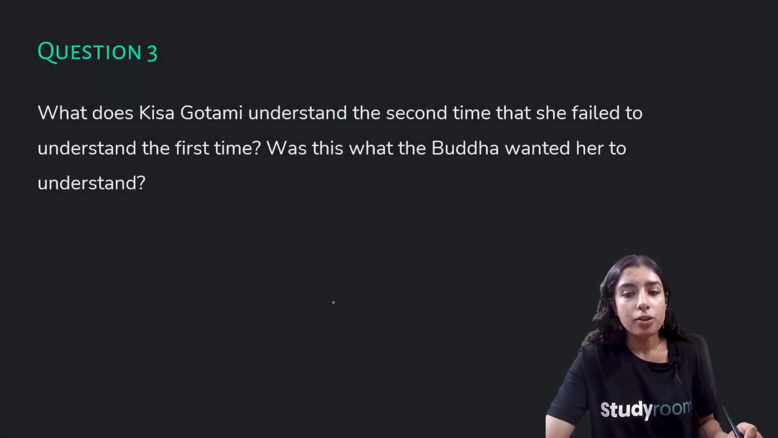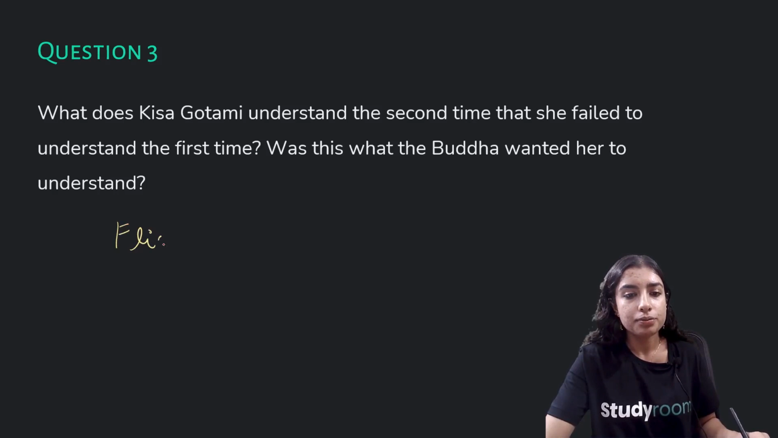Why does Kisa Gautami understand the second time what she failed to understand the first time? Was this what the Buddha wanted her to understand? So, after failing to procure a handful of mustard seeds from a house where death had never knocked at the door, she sat down by the roadside feeling extremely tired and helpless. At that point of time, she saw the lights of the city that flickered and were extinguished.